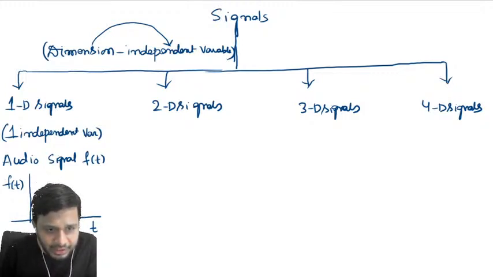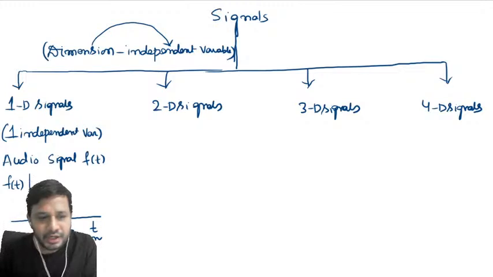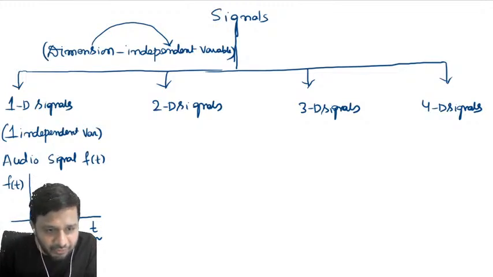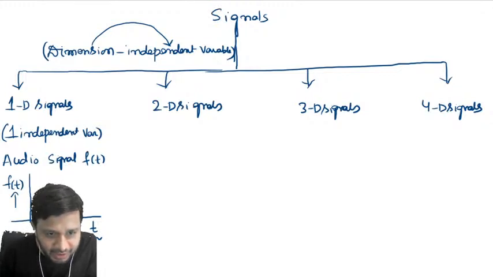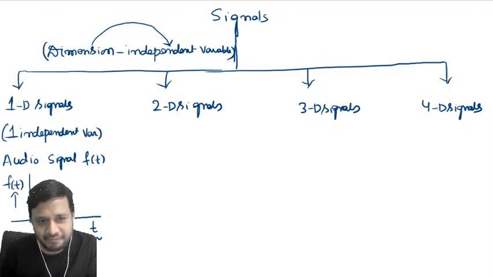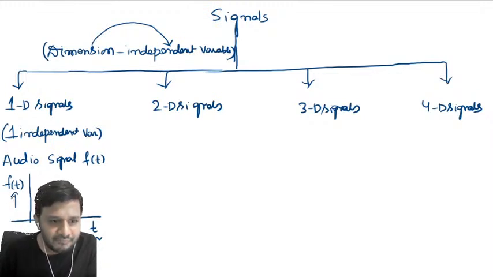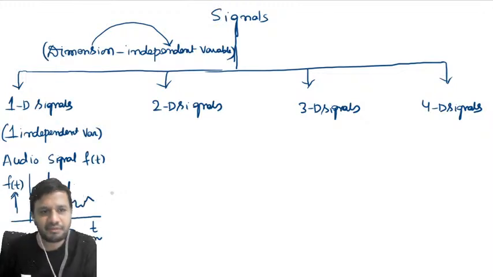Independent variable means it is the quantity of a signal which we can vary. Here we can give different values of t along the horizontal axis and we can record the values along the vertical axis. The independent variable and dependent variable will have some functional relationship, so that as you give different values of t along the horizontal axis, you can record the values along the vertical axis. So an audio signal will be shown like this. An audio signal can be taken as an example of a one-dimensional signal.